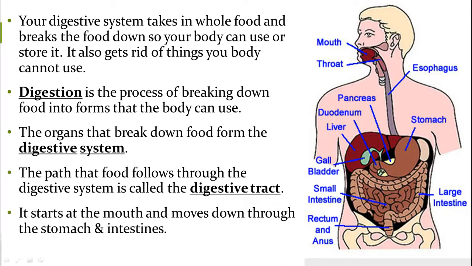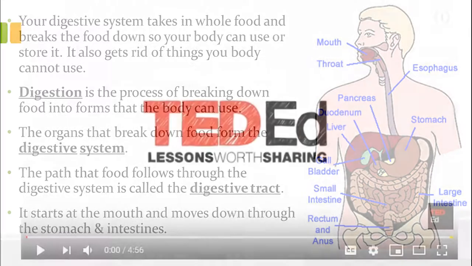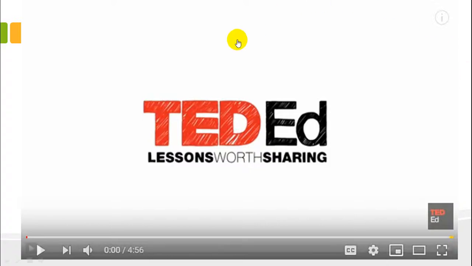It starts with the mouth, moves down through the pharynx, through the esophagus, down to the stomach, like I said, and into the intestines, and then out whatever we're not using. Okay, so that's sort of the system there. Let's watch a little overview about it.